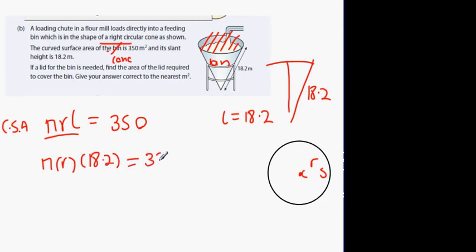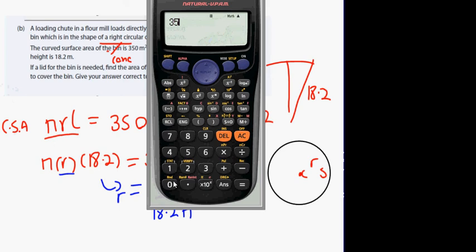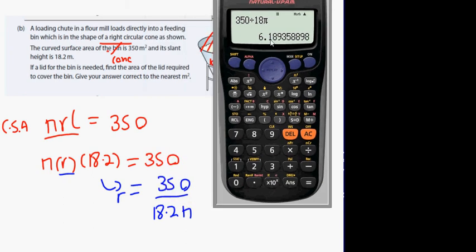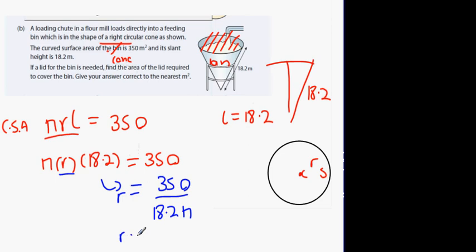Equals 350. So what we're going to do is get r on its own. We're going to divide 350 by 18.2 and pi to get r on its own, because they go into it by division. So 350 divided by 18.2 pi is 6.19. R equals 6.19 meters. So the radius of this circle is 6.19 meters.